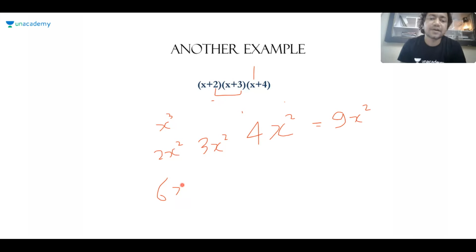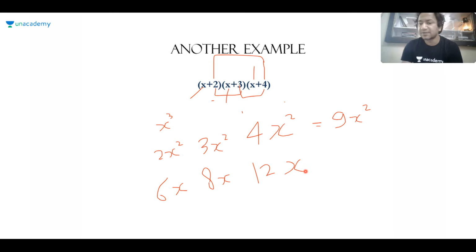Now I can choose the constants from the first and third bracket, and the variable from the second bracket. That makes it 8x. Perfect, Gurjit. And then I can choose the constants from the last two brackets and the variable from the first bracket. That makes it 12x. Perfect. Now if I add 6 plus 8 plus 12, as Gurjit already said, that becomes 26x.